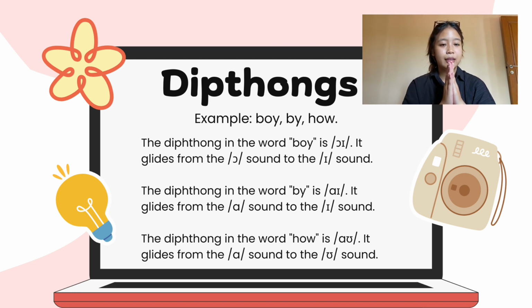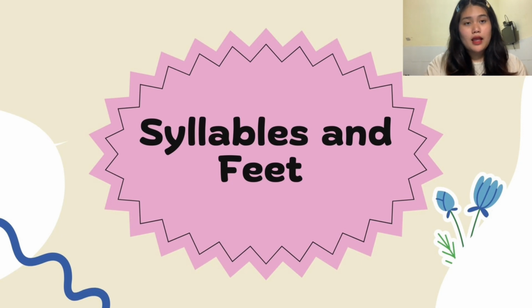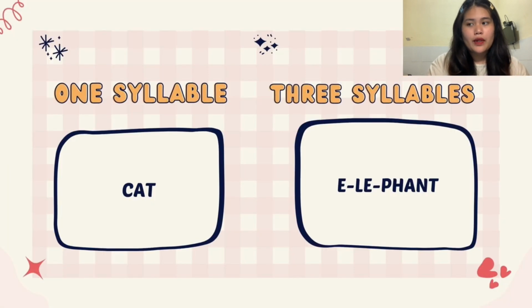Okay, that's all. And the last topic is syllables and feet. Syllables are the building blocks of words. They are groups of one or more letters that are pronounced together as a single unit. For example, the word "cat" has one syllable, while the word "elephant" has three syllables. To identify the syllables in a word, you can clap your hands or tap your foot as you say the word. Each clap or tap represents a syllable.